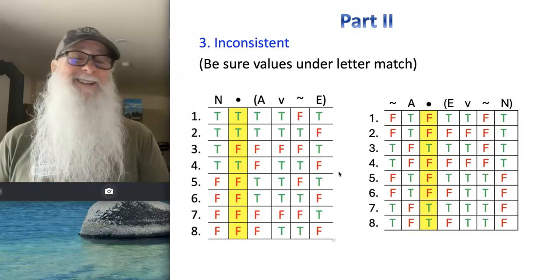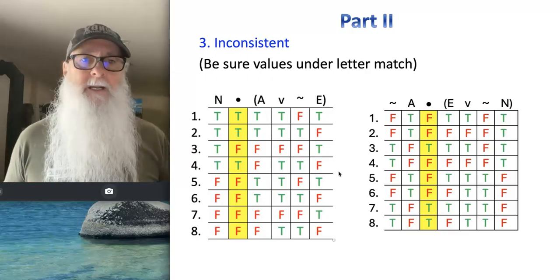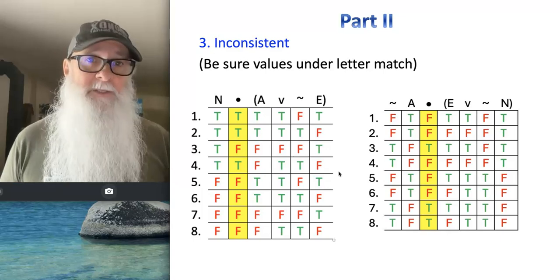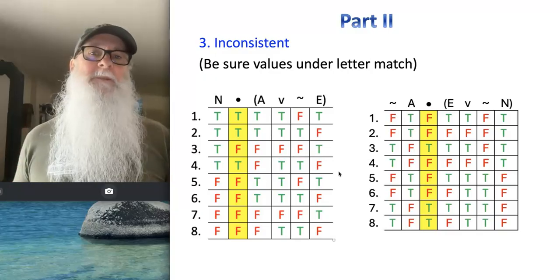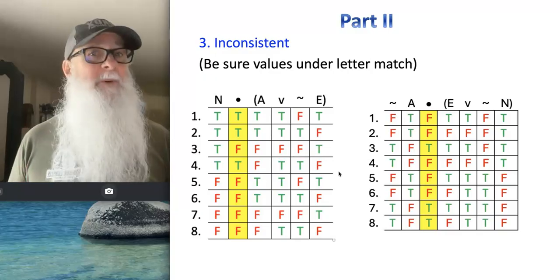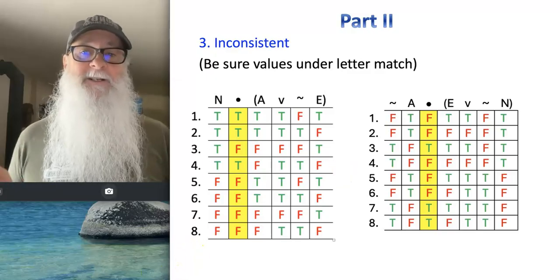And then finally, we've got a couple of inconsistent statements. And what that means is that we might find lines where both statements are false at the same time, but we're never going to find a line in these truth tables where both statements are true. It's not possible for both of these statements to be true at any given time. And that means that these statements are inconsistent.